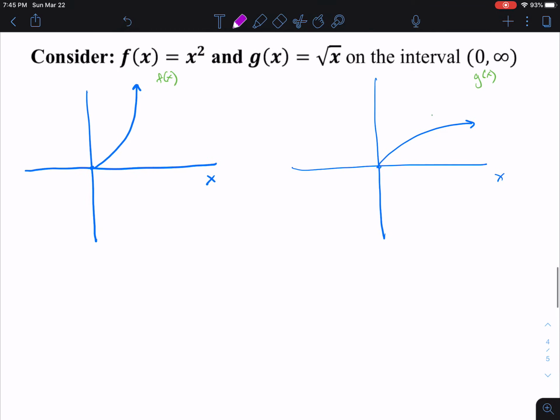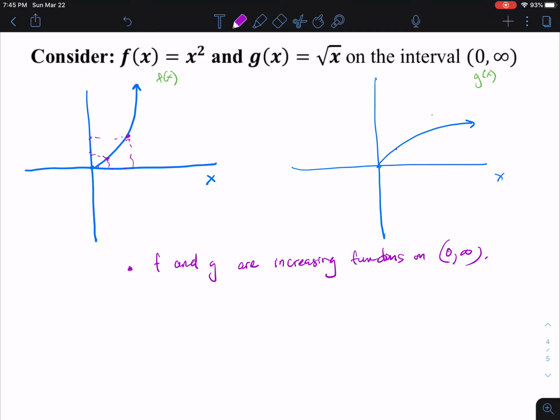So we do know that f and g are increasing functions on the interval 0 to positive infinity. What do we mean by that? Well, let's say we pick a point there. Here's x, here's y. So we go up to here. As x increases, y also increases.